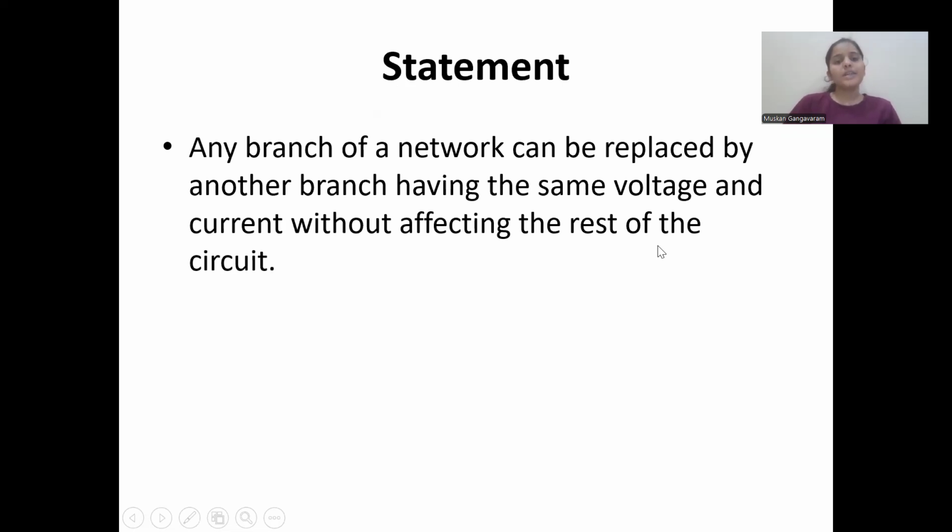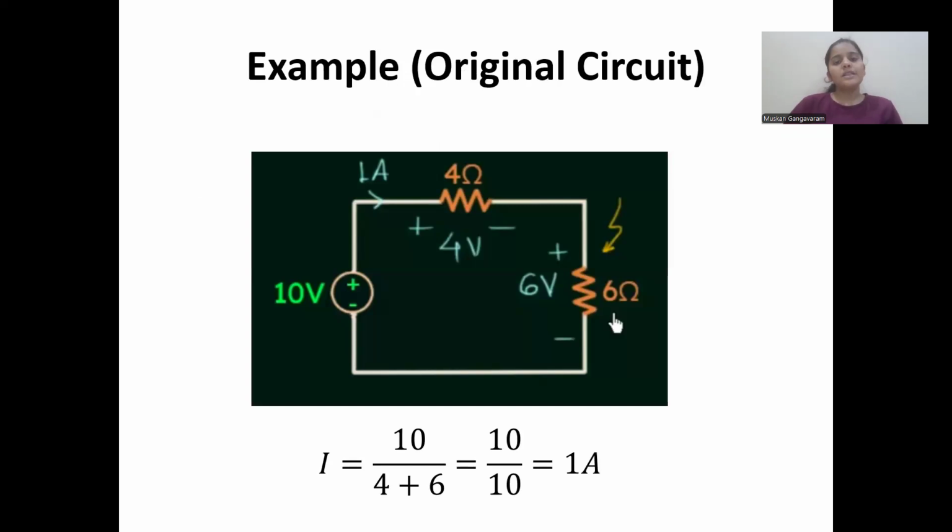Now let us understand this statement with the help of an example. This is the example circuit. This circuit consists of a voltage source of 10 volts and two resistors of 4 ohms and 6 ohms. According to the statement, if we replace any of the elements of the circuit with any other elements or combination of elements, the parameters like current and voltage drops at each element do not change.